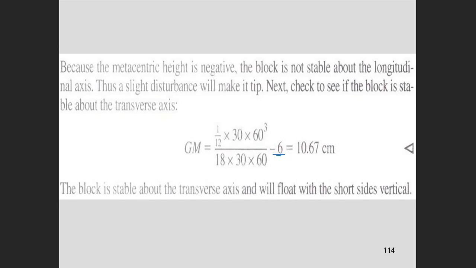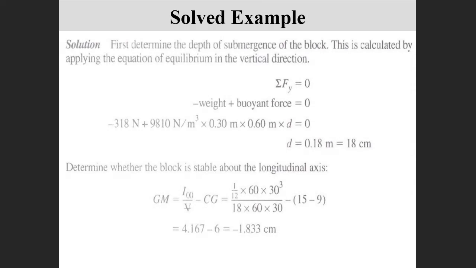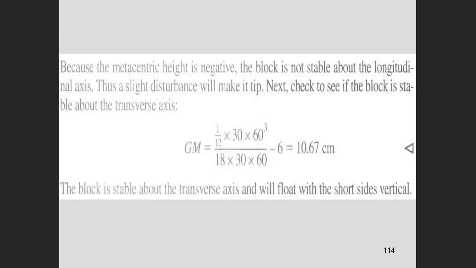And not only that, the only thing that comes in is this. And therefore, GM is positive and the block is what? Stable. Right? A similar problem came in the final exam last year.